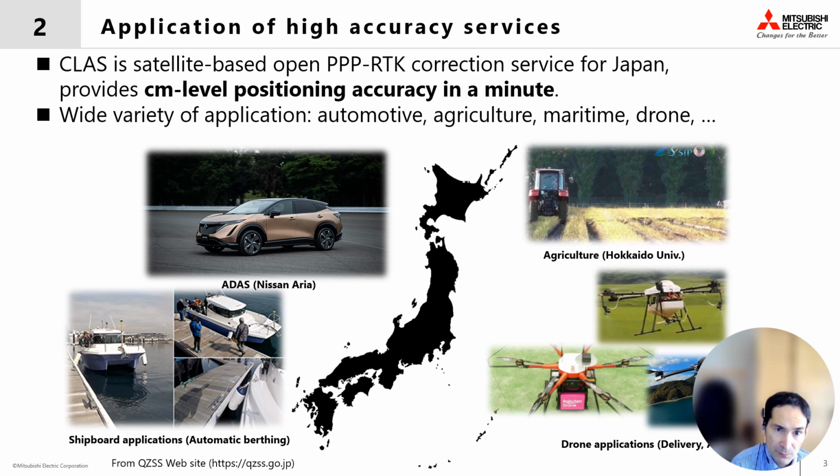I will show you some examples using QZSS-CLAS use cases. CLAS is a satellite-based open PPP-RTK correction service for Japan, offering centimeter-level positioning accuracy in 1 minute. It has a wide variety of applications, including automotive, agriculture, maritime, and drone. So there are a wide range of useful applications for high-accuracy services.